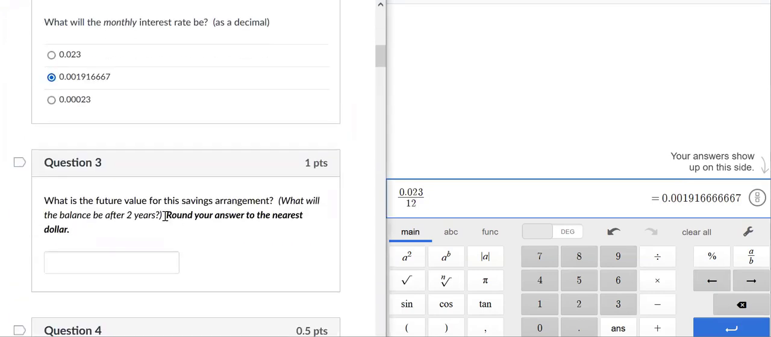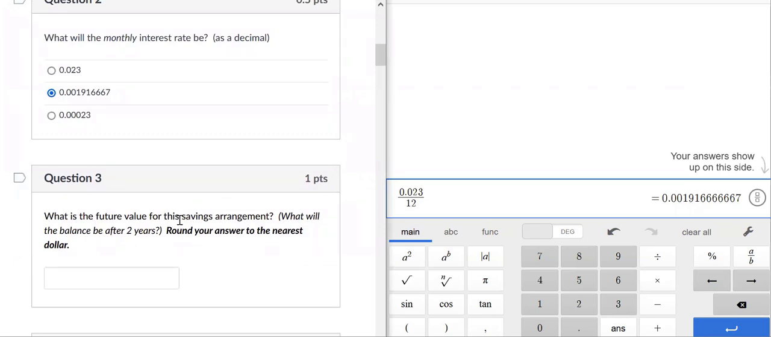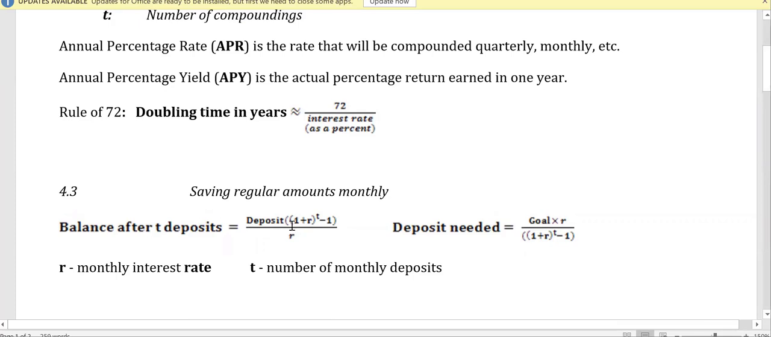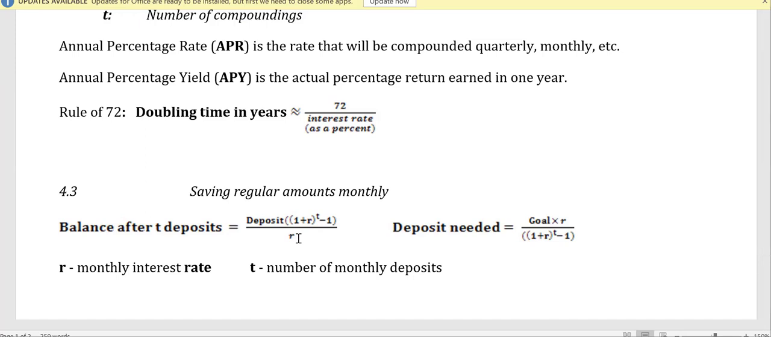Question 3, what's the future value for this savings arrangement? So let's get out our formula. If you look at your formula sheet, it's the balance after T deposits. In our case, T is 24. It's not as simple as compound interest, because it's not like we put $10,000 into an account and watched it grow. We're putting money in each month and it's also growing.